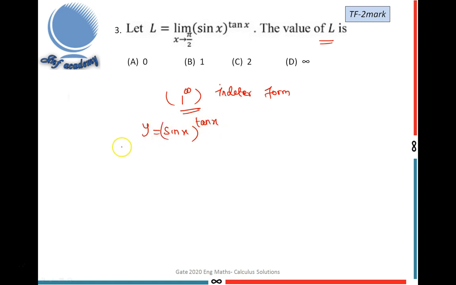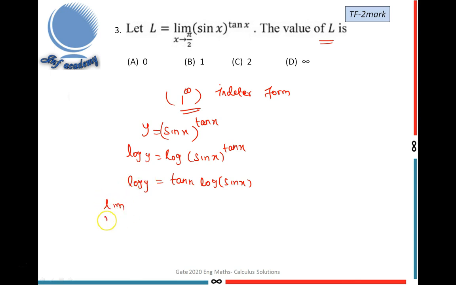The next step is taking log on both sides. Log of y equal to log of sin x power tan x. Next, I use one logarithmic rule, that is tan x log of sin x. On this side, log y. Next, I take limit x tends to pi by 2 of log y, so limit x tends to pi by 2 of tan x log of sin x.